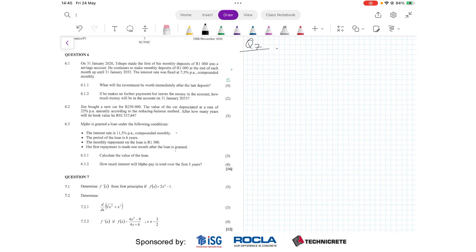Question 7. Determine f prime at x, which is the first derivative, from first principles if you are given that f at x is equal to 2x squared minus 1. Now, 7.1, we are told that f at x is equal to 2x squared minus 1. Our formula for the first derivative tells us that f prime at x must be given by the limit as h tends to 0 of f at x plus h minus f at x, divided by h.